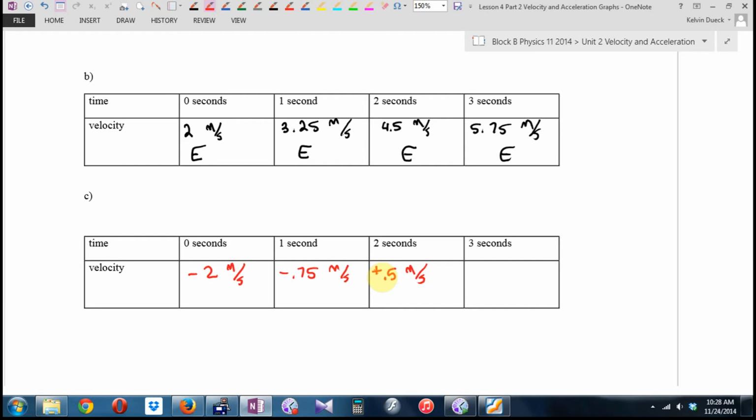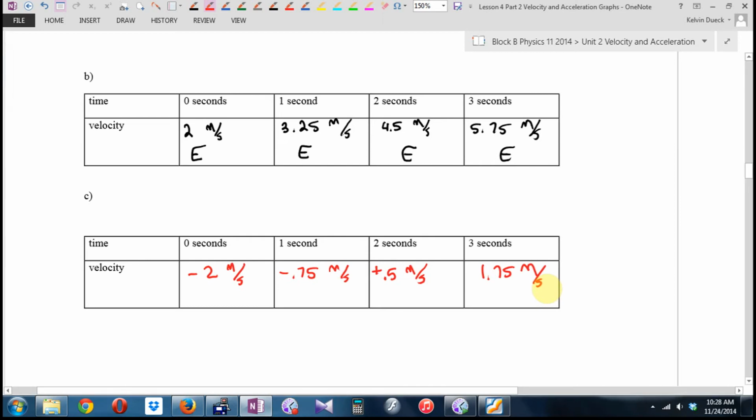Ooh. Okay, so now we're getting some interesting data. Now we're going 0.5 meters per second. How fast will we be going after 3 seconds? Now we're back to what we've been doing in part A and part B. We can just continue to add the acceleration. So now it would be positive 1.75 meters per second. And after 4 seconds, it would be this plus this plus.